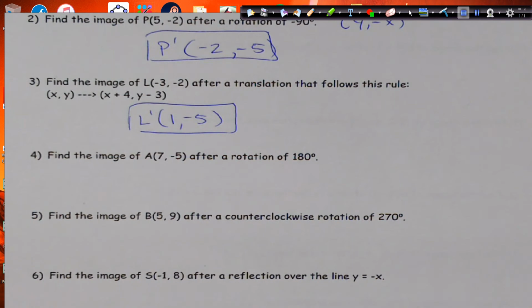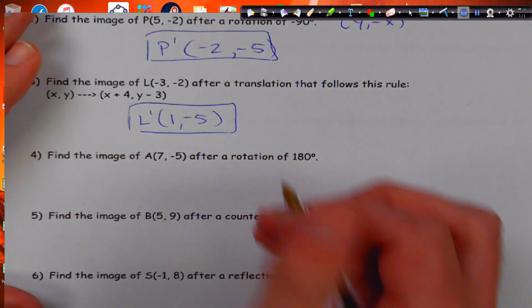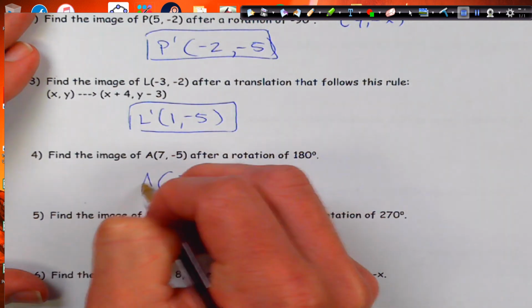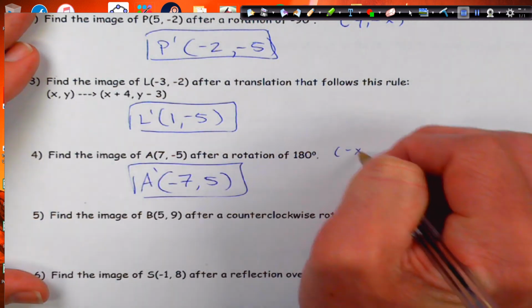So all this is just knowing your rules. Rotation is the x and the y are going to change signs. So this is going to become negative 7, and this is going to become positive 5, and that is A prime. Again, negative x comma negative y.